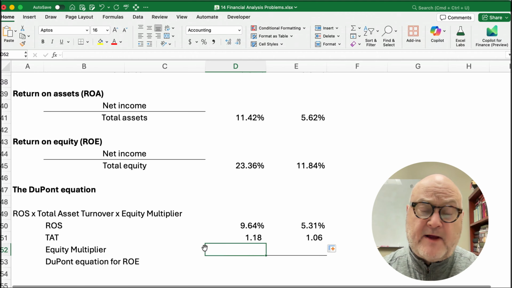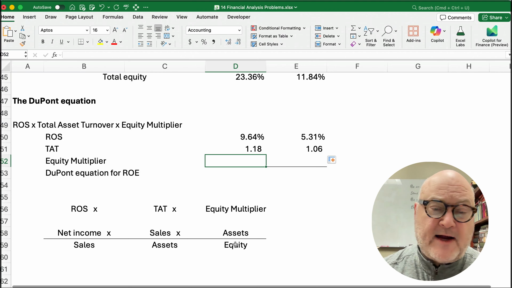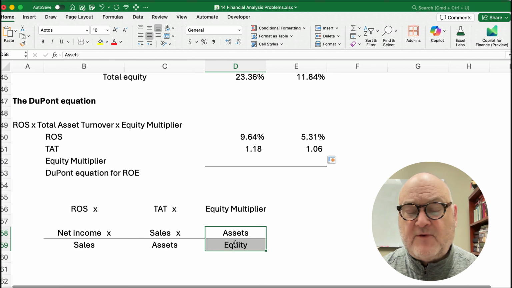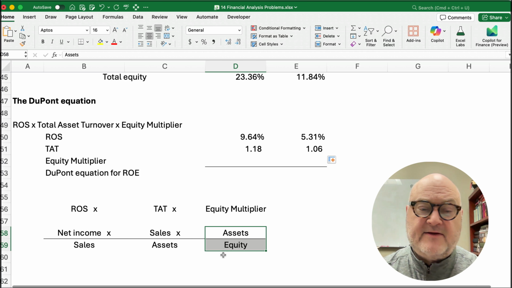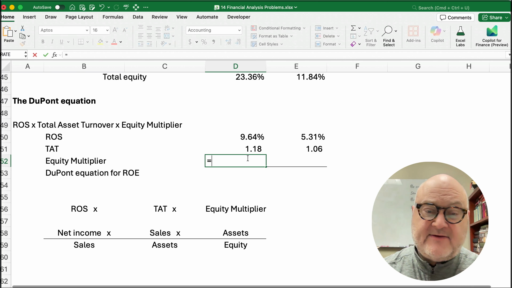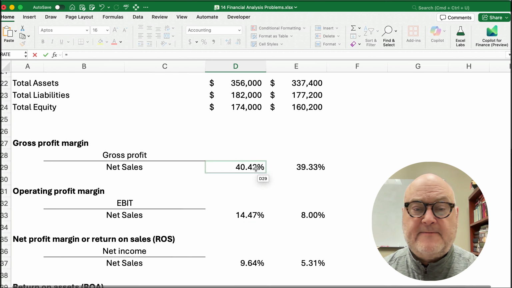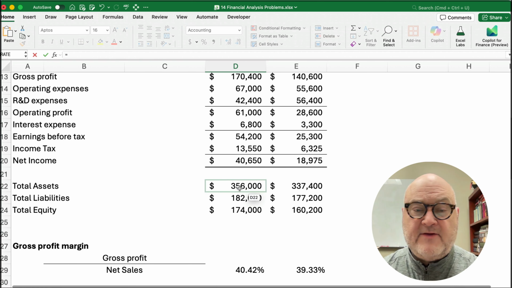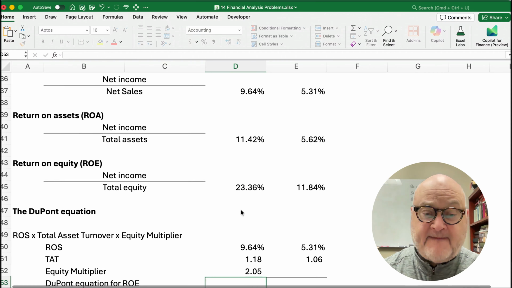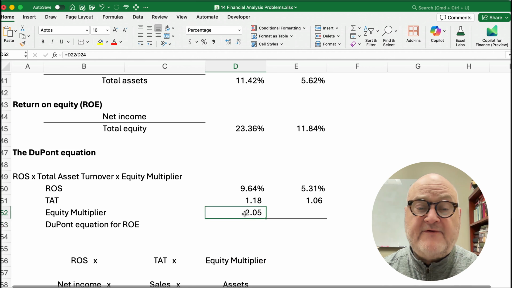Now, equity multiplier. I know you remember equity multiplier, but I have it here just for YouTube, just so they can see that we're really doing it. But remember, it's assets over equity. So we're going to take the assets over equity. So here the assets divided by equity, and we get 2.05. Now, remember, the first one is a percent. The next two are just numbers, which we call multiples, okay?